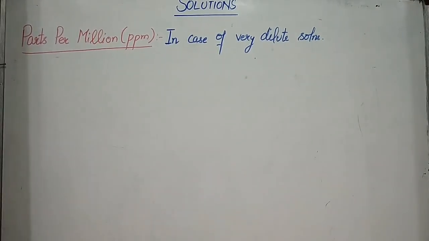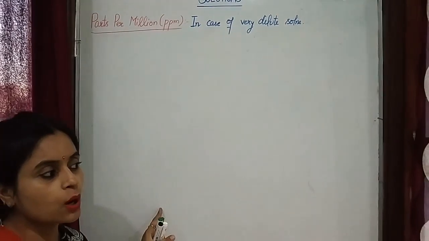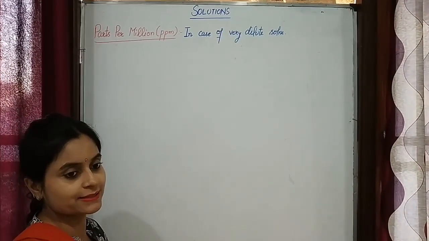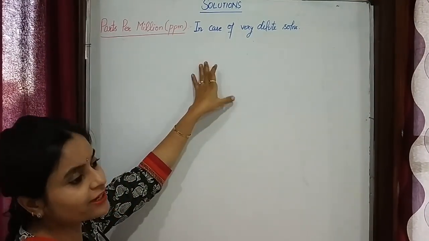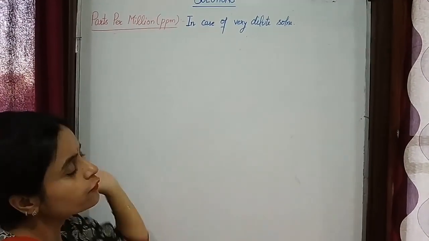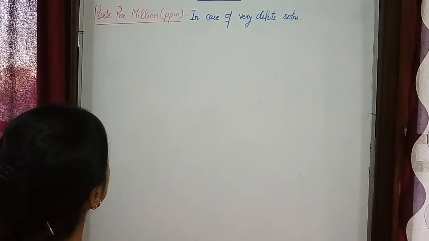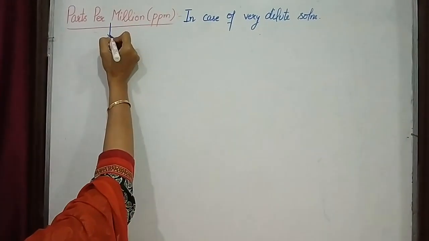That is, solutions in which solute is in small amount and solvent, or water, is in excess amount. So whenever solute is in very small amount, we use the term parts per million for expressing the concentration of that solution. Now how will you define this parts per million?